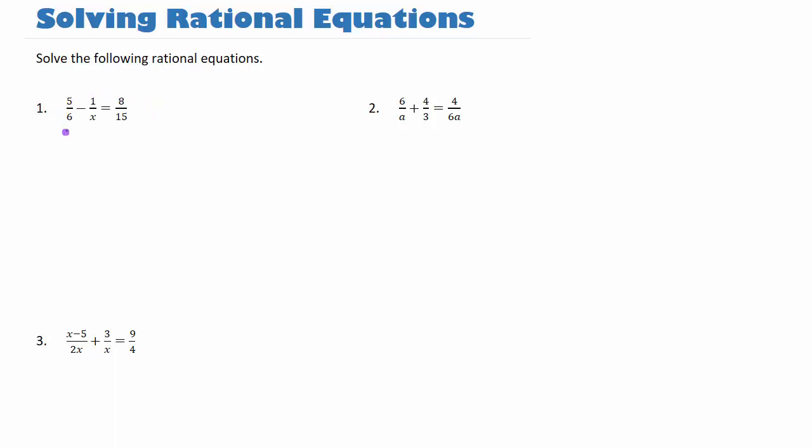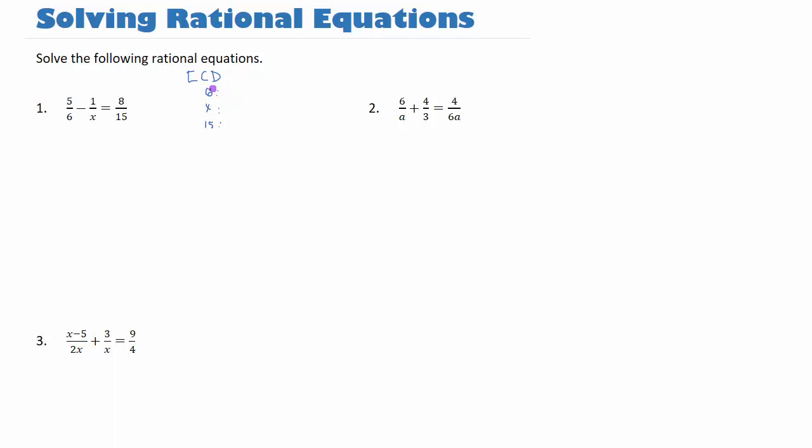Now, what you see here is a bunch of fractions. In this case, we see 1, 2, 3 fractions. The first thing we're going to want to do is try to find the lowest common denominator of all of the fractions, no matter what side they're on. So I want to look at 6 as a denominator, I want to look at x as a denominator, and I want to look at 15 as a denominator. And we want to find the lowest common multiple of those. Now, I've attached a previous video to your lesson to help out with that, so I'll go through this a little bit quicker.